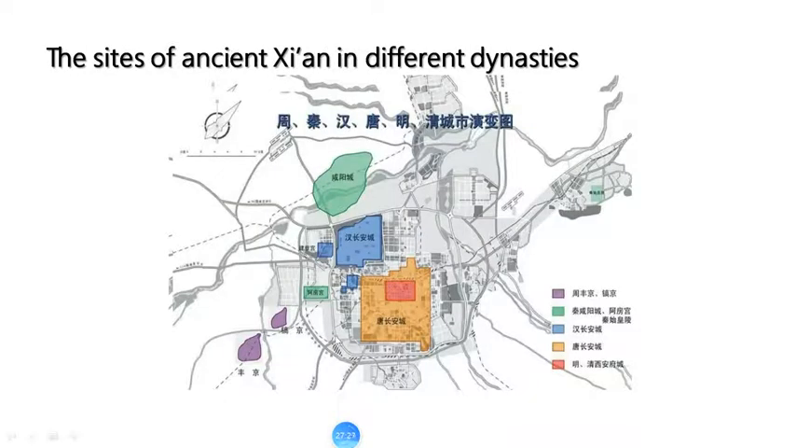So the size of ancient Xi'an in different dynasties. The purple ones, Feng and Hao of the Western Zhou Dynasty. The green one, Xianyang City of the Qin Dynasty. The blue one, Chang'an City of the Han Dynasty. The orange one, Chang'an City of the Tang Dynasty. The pink one, the Xi'an City of the Ming and the Qing Dynasty.